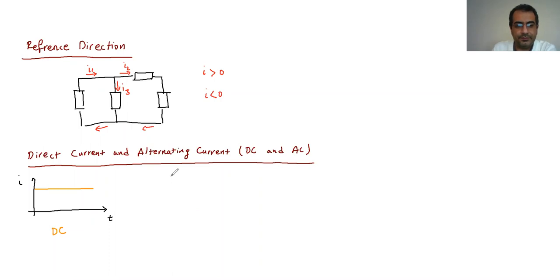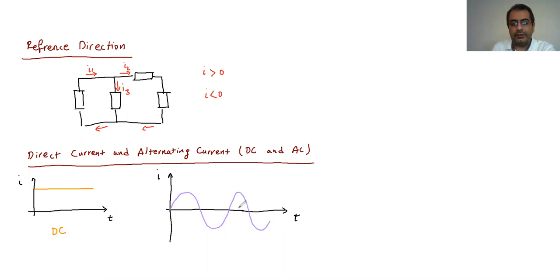But for the alternating one, the direction of the current actually changes. So if this is the I and this is the time, the direction of the current is changing like that. It goes positive, negative, positive, negative, and so on. This is called the alternating current, or AC.